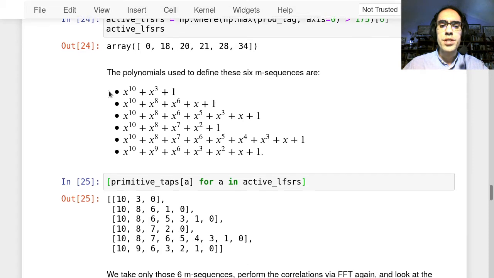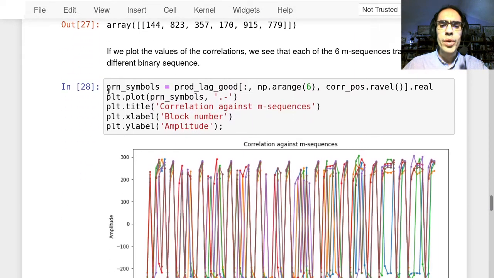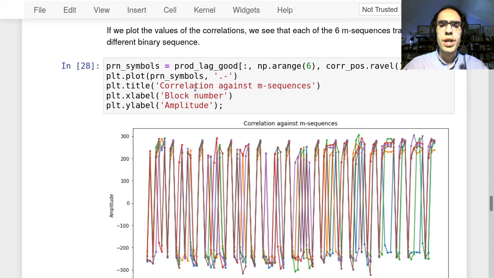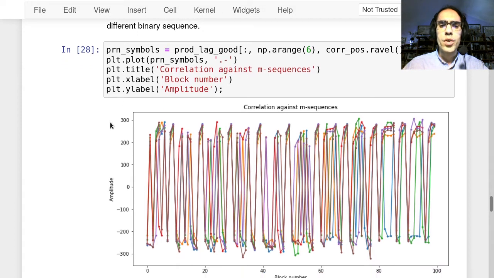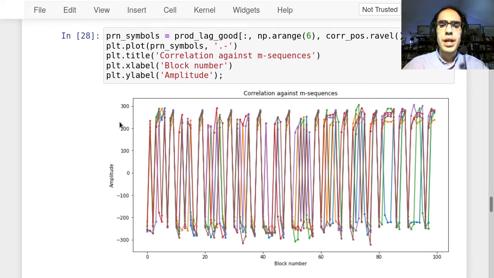Then we can look at those LFSRs, which give good correlation. They are defined by these polynomials. And we can plot the correlation, and I mean the correlation with its sign, so we can determine if the data transmitted is +1 or -1. And we see these 6 sequences, which are BPSK data, basically something changing +1, -1, etc., etc. And sometimes they match, sometimes they don't match.